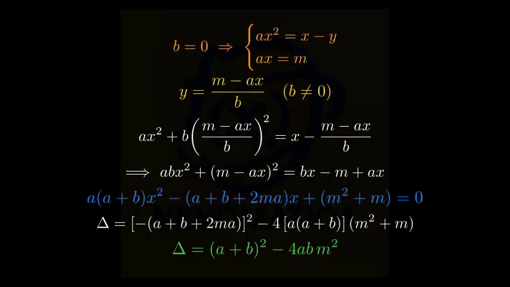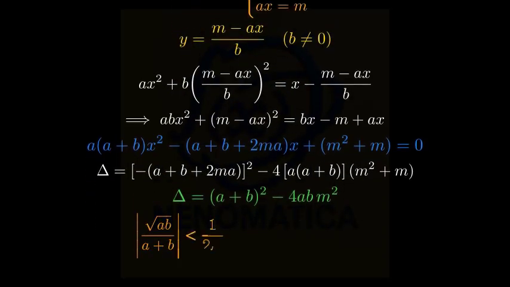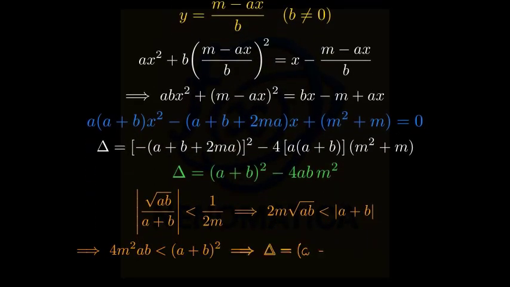Finally, use the given inequality. From the absolute value inequality, 2m times the square root of ab is less than the absolute value of a plus b. Squaring both sides gives 4m squared ab less than (a plus b) squared. Rearranging shows delta is positive. Therefore, our quadratic in x has two distinct real roots, and consequently the original system has real solutions.